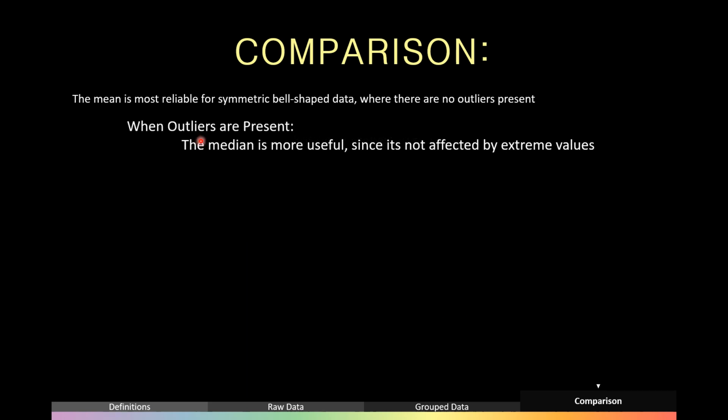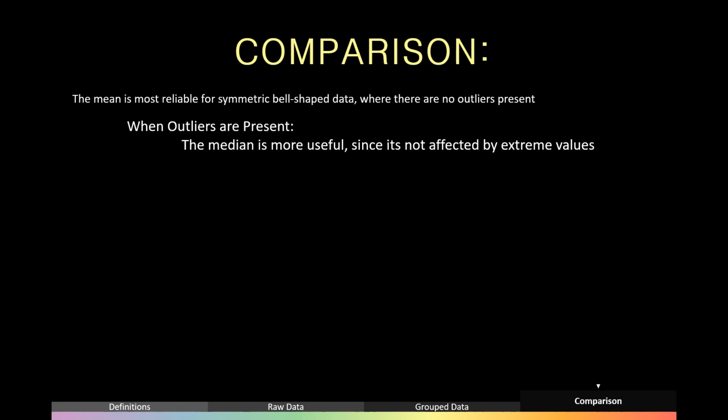So when we have outliers present, we say that the median is more useful because the median is not affected by extreme values. If you think about how we calculate our median, if we have 11 values, then our median is located at position 6. Okay, and regardless of whether we have outliers in that data set or not, the median will always be located at position 6 for a data set with 11 values. So because it's not affected by extreme values, we say it's more reliable.